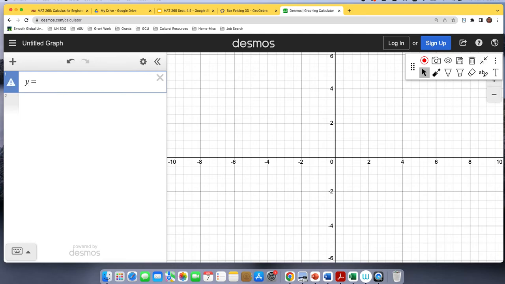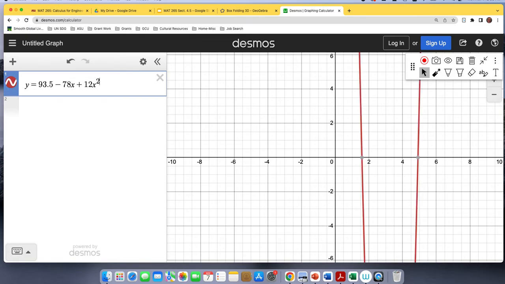So this is y equals, what was it, 93.5 minus 78x. Again, here we use x, and then it was plus 12x squared. And again, we're looking for, oh, there isn't a negative 1. That's okay.